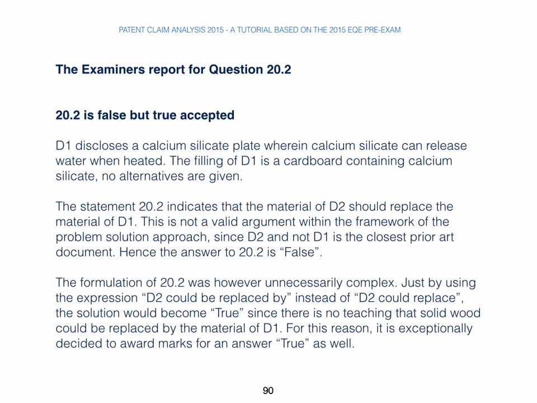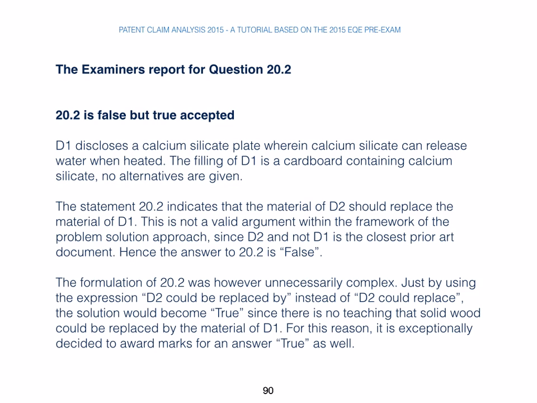The examiners continue. The formulation of 20.2 was, however, unnecessarily complex. Just by using the expression "D2 could be replaced by" instead of "D2 could replace", the solution would become true, since there is no teaching that solid wood could be replaced by the material of D1. For this reason, it is exceptionally decided to award marks for an answer true as well.